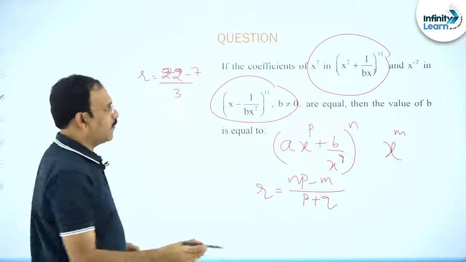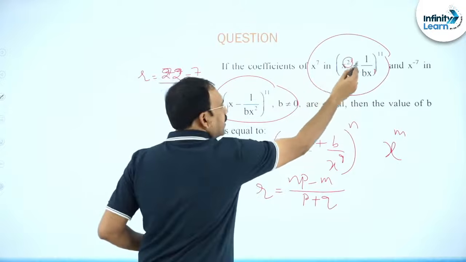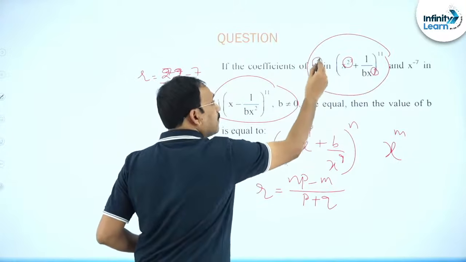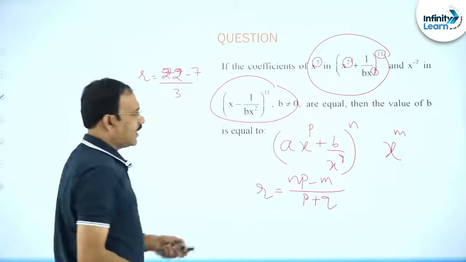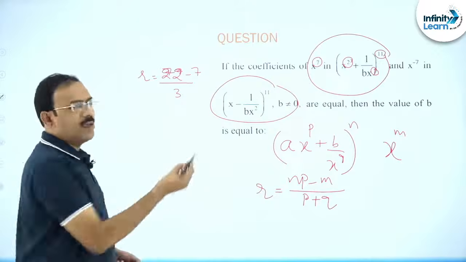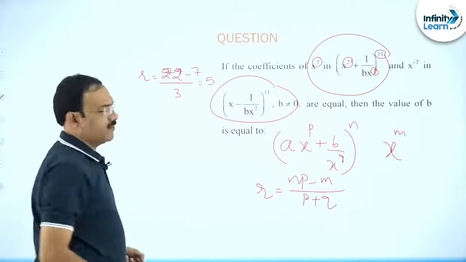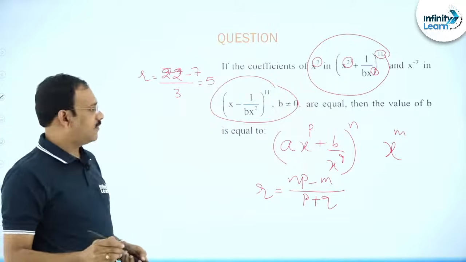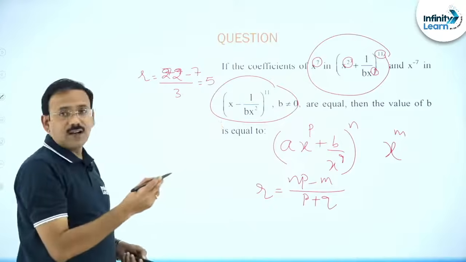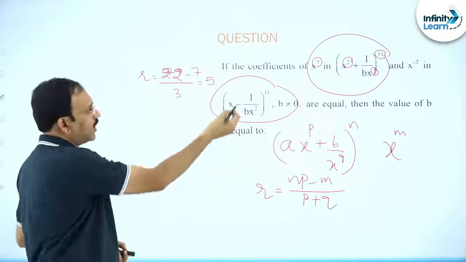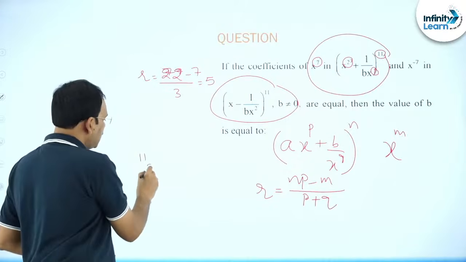I think you got my point, friends. This is p, this is q, this is m, this is n, right? You just compare with this. np minus m by p plus q, 15 by 3, which is 5. r is equal to 5. Fine. r is equal to 5 means the sixth term. You try to write the coefficient 11c5.